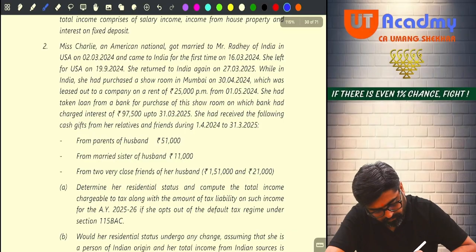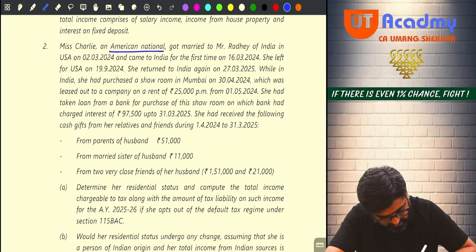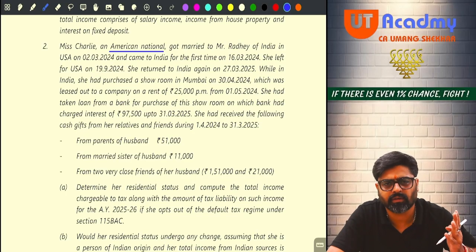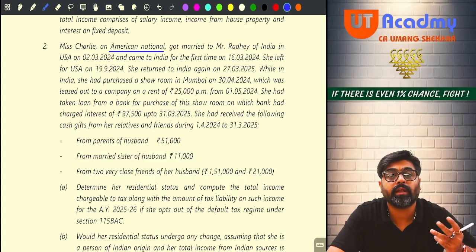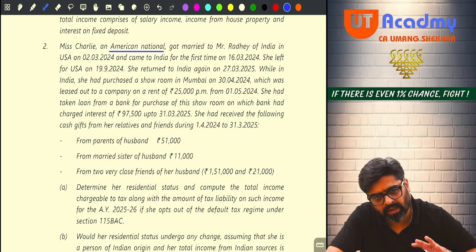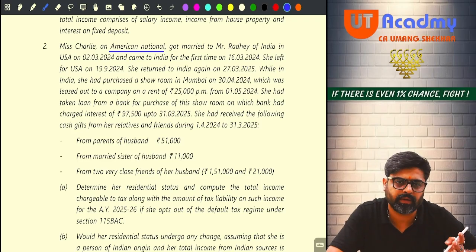Miss Charlie, an American national. American national means she is not a citizen of India. She is a citizen of America. She can be a person of Indian origin. For that, she or any of her parents or any of her grandparents were born in undivided India. But that is not the case given in the question. So she is neither an Indian citizen nor a person of Indian origin.